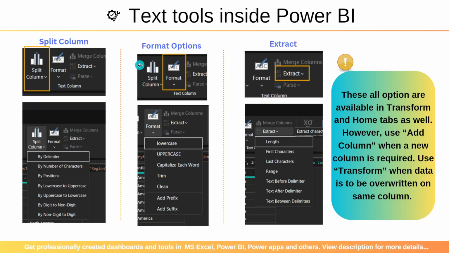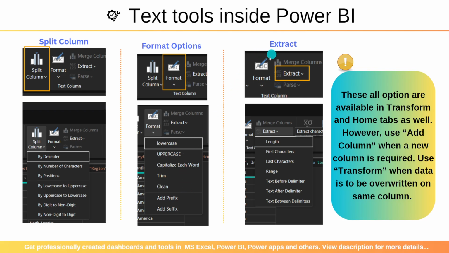The next option for text formatting or text tool is the format option. So we can convert our text into lowercase or uppercase or capitalize each word, which in Excel is the proper case. We can trim and clean so that hidden spaces or unwanted characters can be removed.